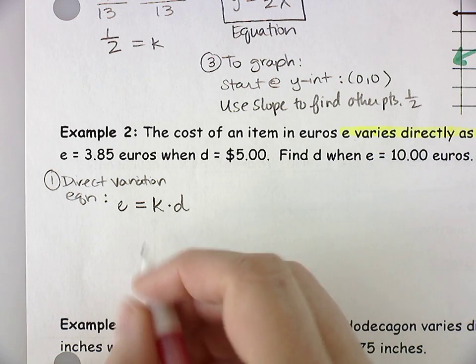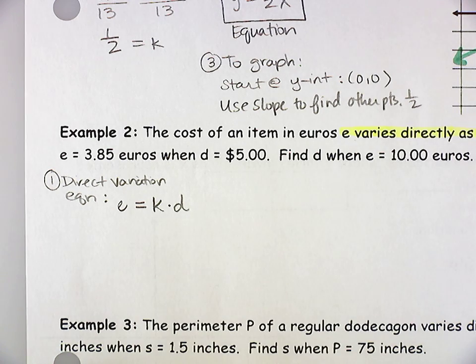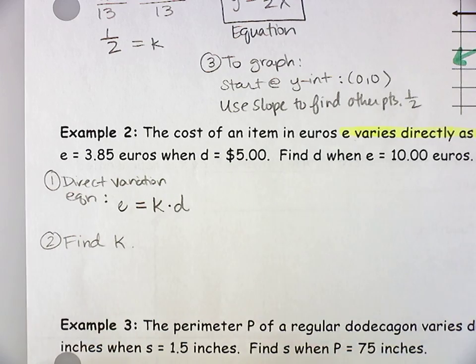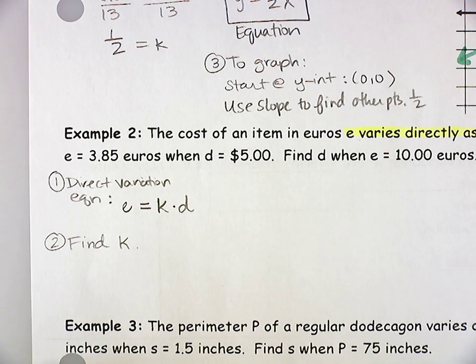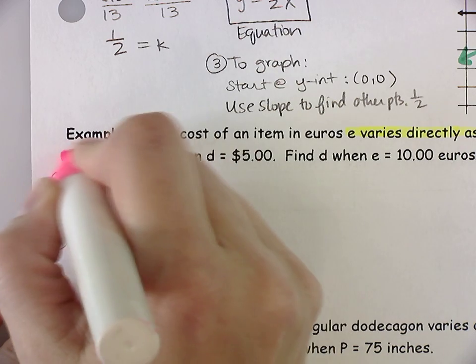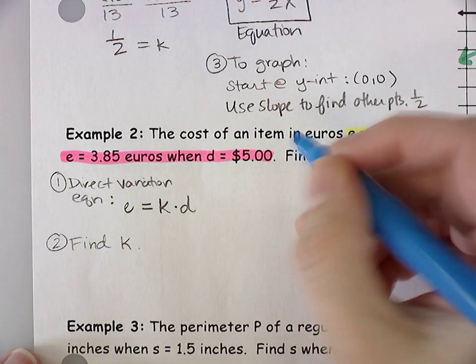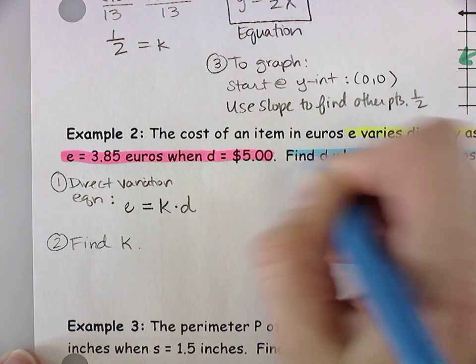Okay, so what we're going to do now is we have to solve to find what? No, not D. What did we find first in the last problem? K. Okay, so then we're going to find K. If we're going to find K, I have to look at what else was given. It says E equals 3.5 euros when D is $5. Now, it also says find D when E equals 10 euros.